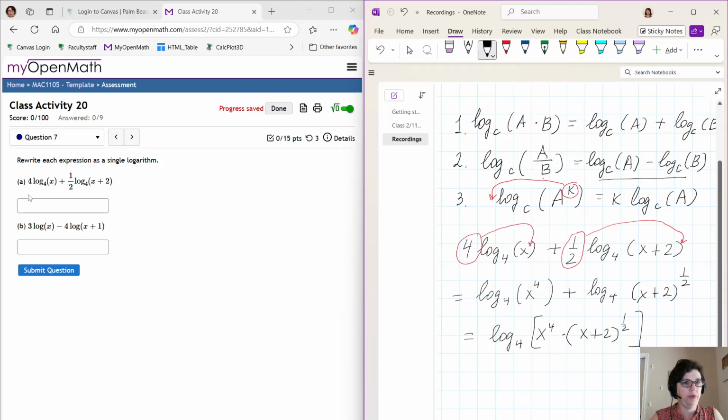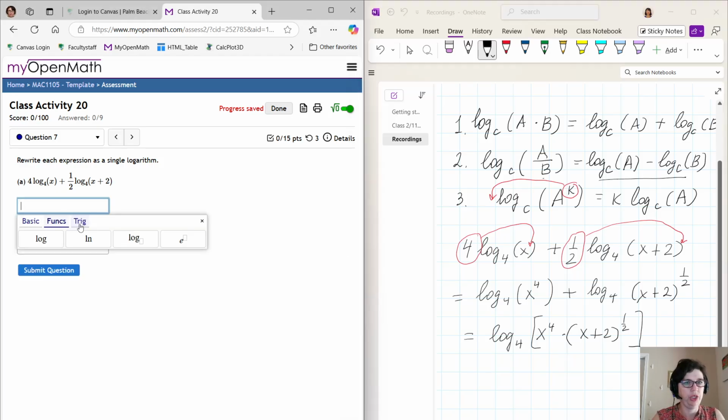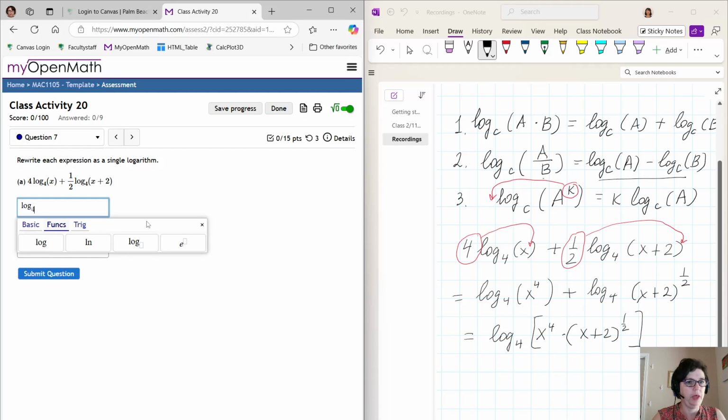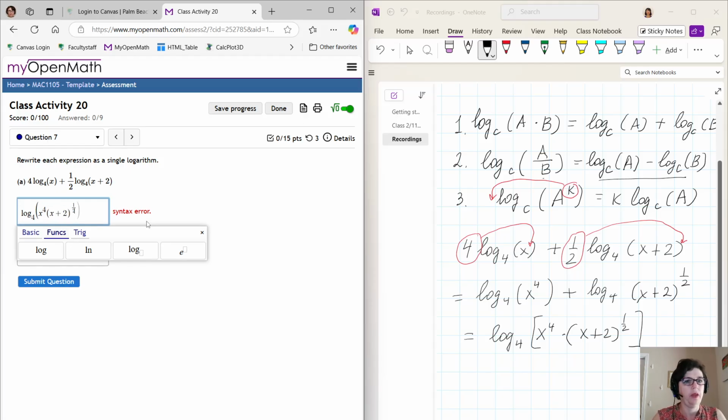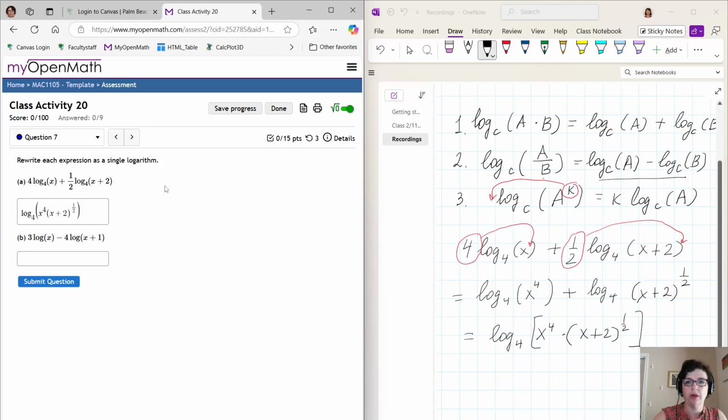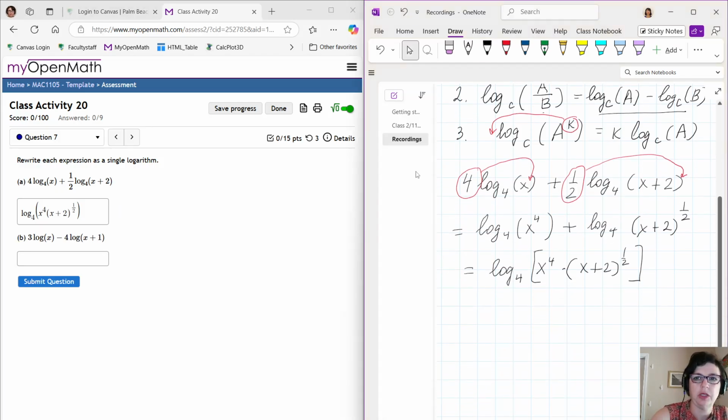All right, so let's see if we can type that here. So we go to functions, we click on log, base 4. I'm going to open parentheses and just type what I just wrote. All right, so that would be the first one. Now let's take a look at the second one. So this was part A. And now let's go ahead and do part B.